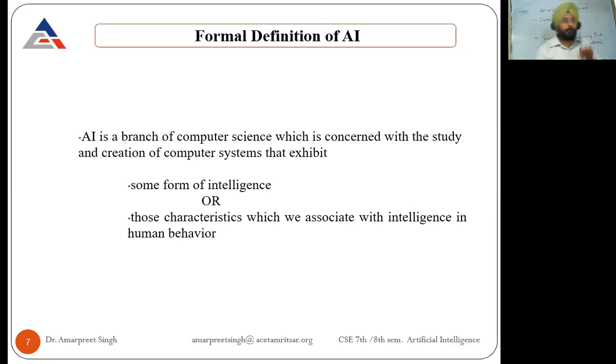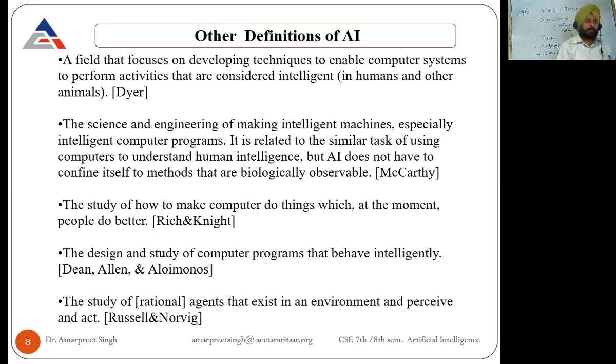So this is the formal definition of AI. But the meaning is the same as what we did in the previous slide. The main concept is that we have to make a machine which exhibits the intelligence of human behavior. Other definitions of AI, I will stop here for a minute. You can go through all the different definitions given by the different authors.